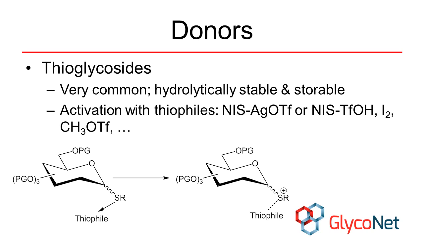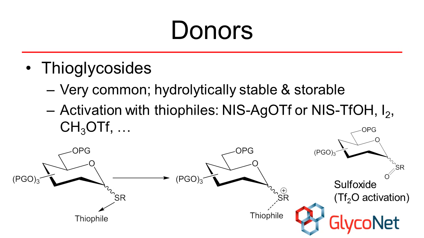Thioglycosides are another class of donor. They are easily prepared, hydrolytically stable, and can be stored for extended periods of time. They are activated by a wide range of electrophilic thiophiles. Thioglycosides can also be oxidized into sulfoxides and activated with trifluoromethane sulfonic anhydride at temperatures as low as minus 100 degrees Celsius. Glycosylation using sulfoxides is the gentlest method currently known.